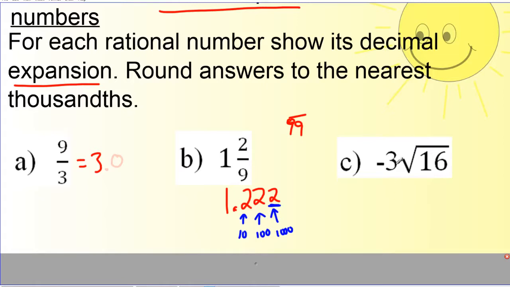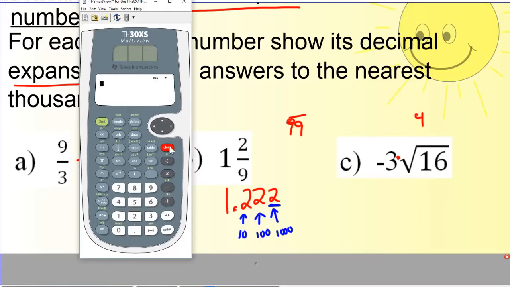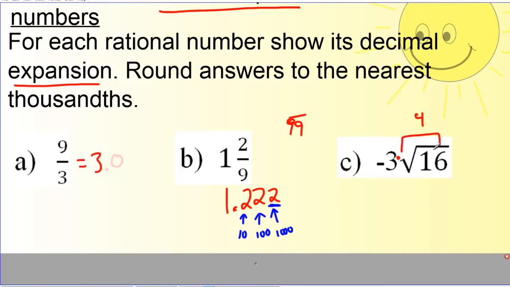Letter C, -3 times the square root of 16. Now, we've seen the square root of 16 quite a few times. It's equal to 4. Now, if you calculated it, you didn't trust yourself, you didn't trust your own brain. I hope you do. But you typed in -3 square root 16 equals, it says, -12. That's because this is 4 times -3. Negative 3 times 4 is negative 12.